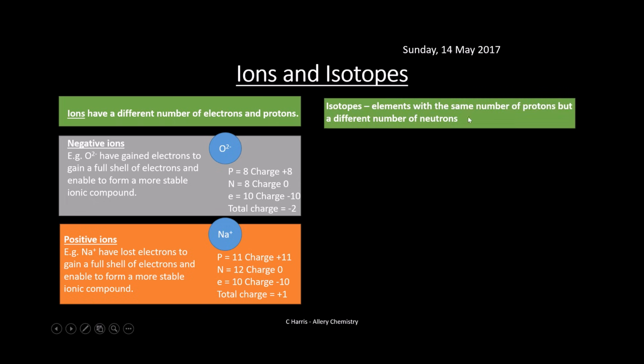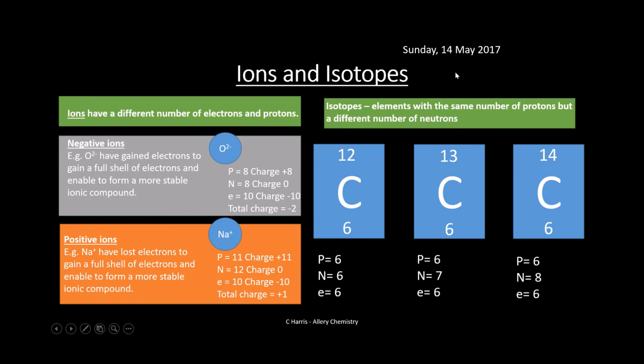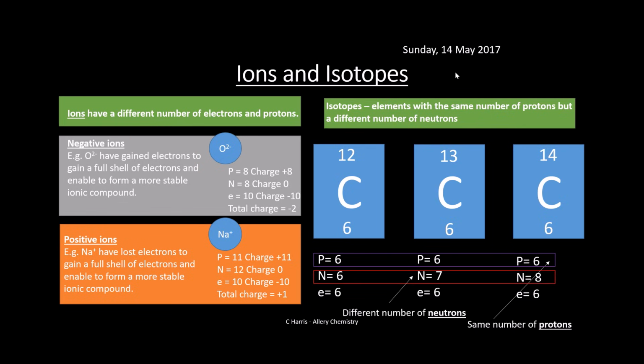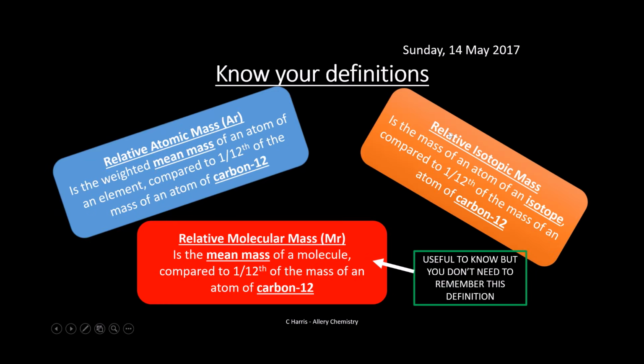Okay, isotopes are basically elements with the same number of protons but a different number of neutrons. So you can see here we've got 3 carbon examples. These are all isotopes of each other, and you can see that we've got 6 protons. They've all got the same number of protons, but they've got a different number of neutrons. The carbon on the left here has 6 neutrons, 7 neutrons in this one, 8 neutrons in this one. That's why the mass number is increasing at the top there.